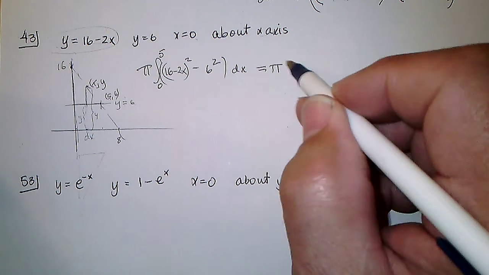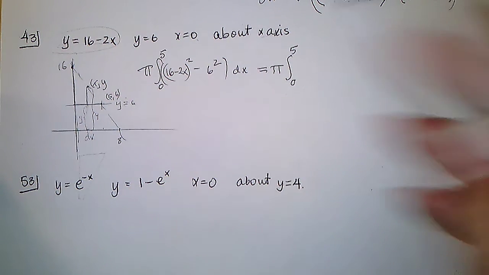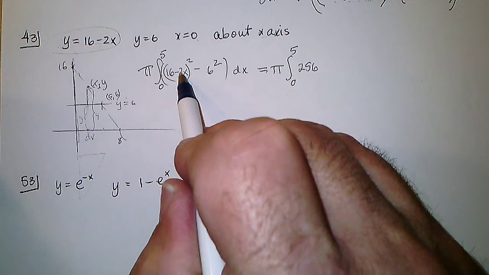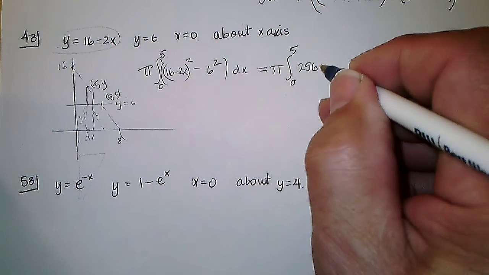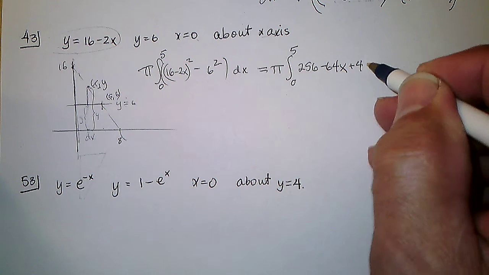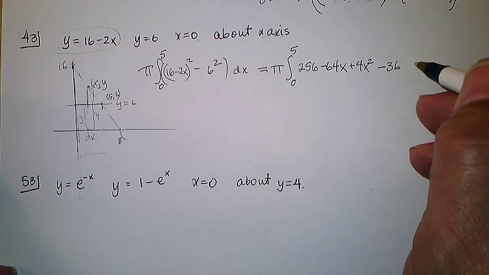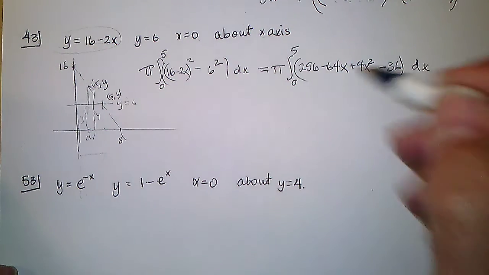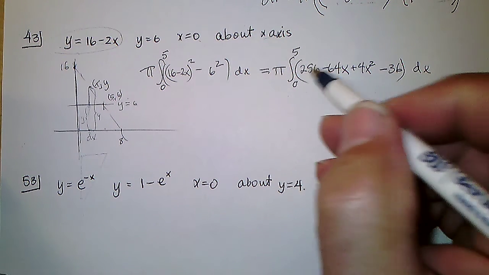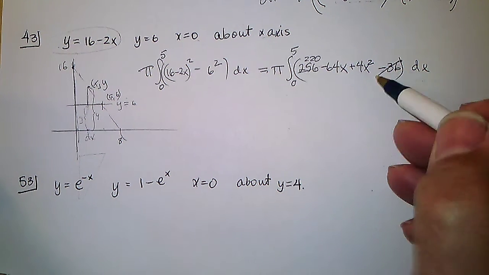So we have pi. We're not integrating, we're simplifying here first. 16 squared, let's see, I think that's 256, minus 64x plus 4x squared, minus 36. So you take the 36 from 256 and you get what? 220? So that takes care of that, simplifying.